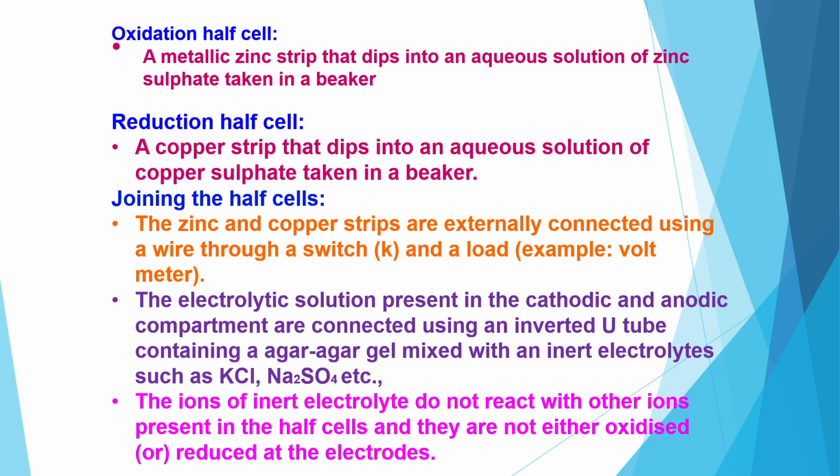So here it is written, the ions of the inert electrolyte do not react with other ions. First of all, that's the criteria. That means potassium chloride should not react with the zinc sulfate or copper sulfate, because these potassium chloride based salt bridges are dipped into the solution. They are connected with the solution. Only what they are doing, they are carrying the charges. They are carrying the positive and negative charges.